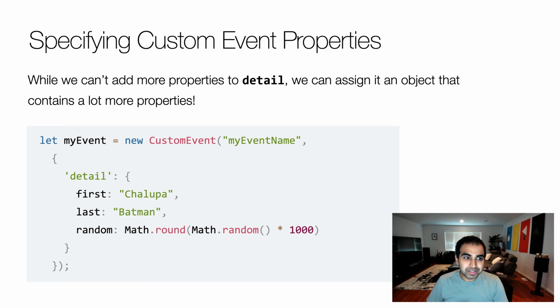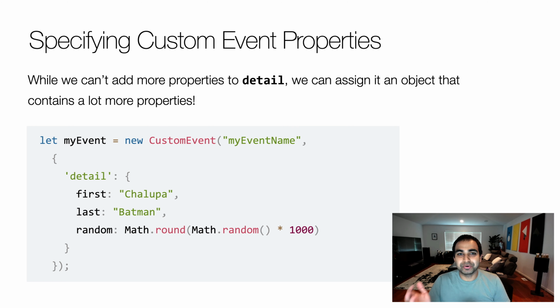So pretty cool. Now, the detail property is great, but you may have many cases where you have a lot of properties that you want to tag along as part of your event argument. For example, you could imagine that if you're dealing with contact information, you might have an event that details when a new contact has been added, and that event might have properties for first name, last name, and various things like that. And so while you can't specify additional properties outside of detail, what you can do is pass an object to the detail property.